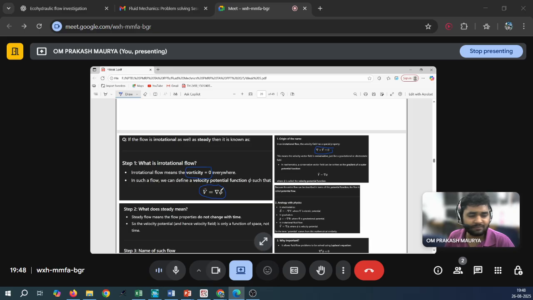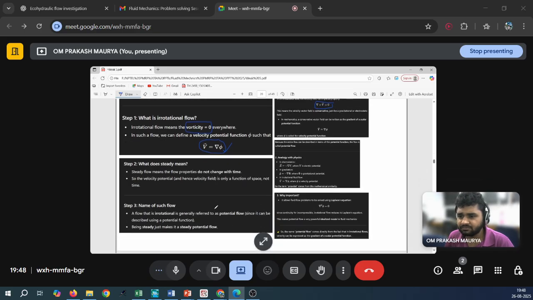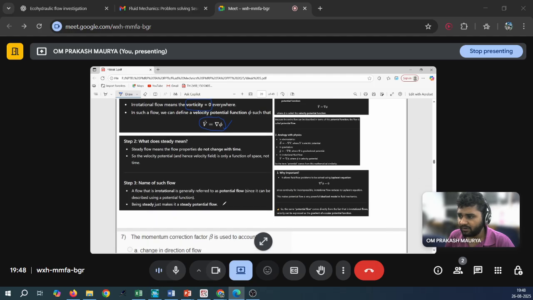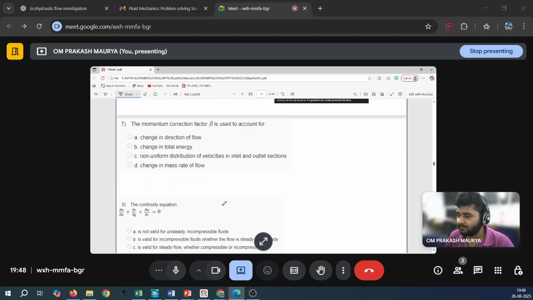So from mathematics, we link to the similar thing here. The vector is equal to the gradient of the potential function, the gradient of a scalar potential function. So the similar terminology we are using from mathematics. Here the details are given already. You can go one by one.